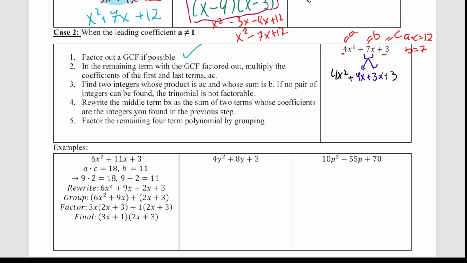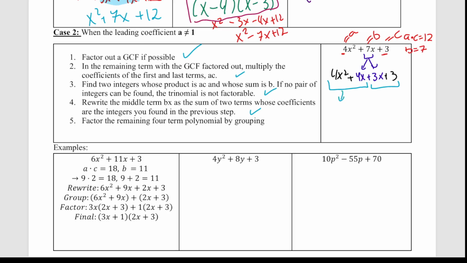So we've done the first step of factor out the GCF if possible. We found out what a times c is. We're going to find two integers, 4 and 3, such that their product is a times c and their sum is b. And then we're going to rewrite the middle term in terms of those two numbers. And now we're going to factor by grouping from here. So that's why we spent so much time factoring by grouping.